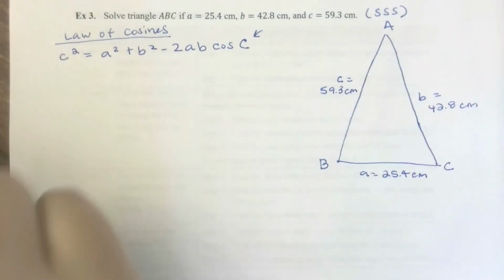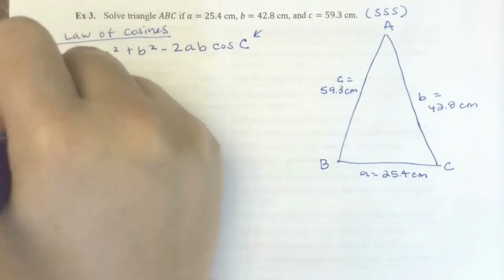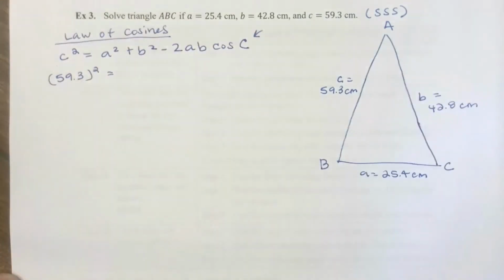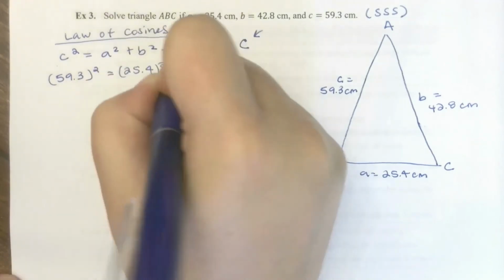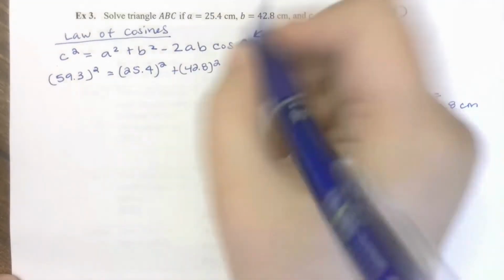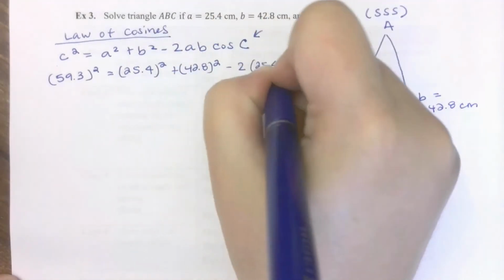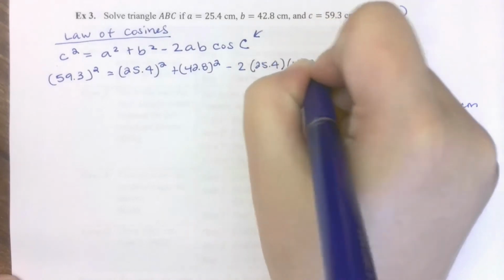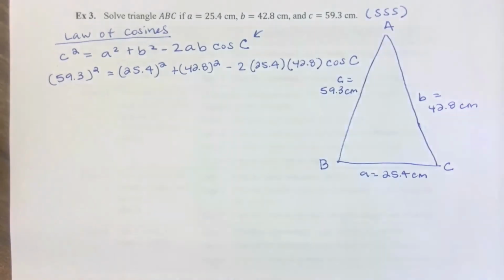Okay, so let's plug in everything we know. So c is 59.3, so that's squared, equals 25.4 squared plus 42.8 squared. Okay, and then minus 2 times 25.4 times 42.8, and then times cosine C, because we don't know what C is. That's what we're looking for.